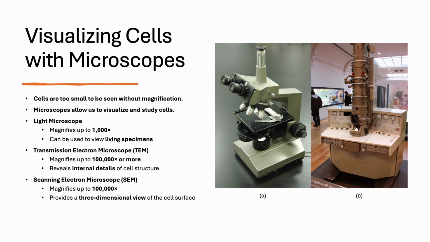The transmission electron microscope provides magnification up to 100 times or more that reveals internal structures such as organelles, membranes, and even large molecules. The scanning electron microscope also reaches high magnification but provides a detailed three-dimensional view of the cell surface, showing texture and shape. Together, these instruments revolutionized our understanding of cell biology. Microscopy not only allows us to observe structures but also connects structures to function, helping us investigate disease, development, and cellular processes in real time.